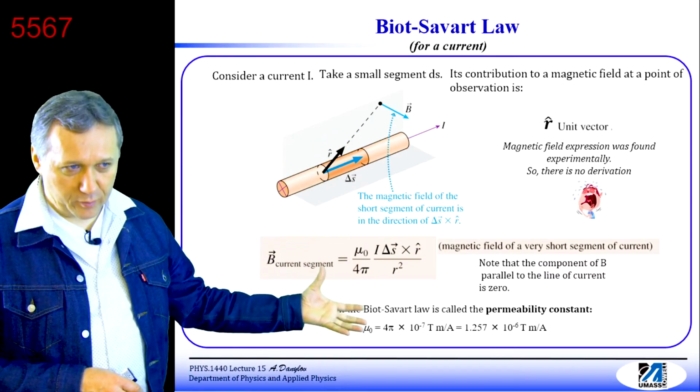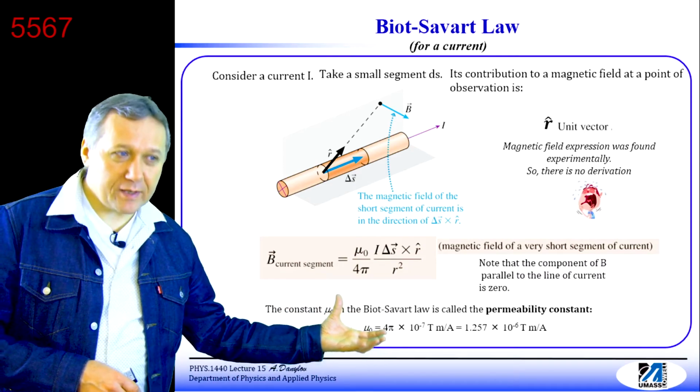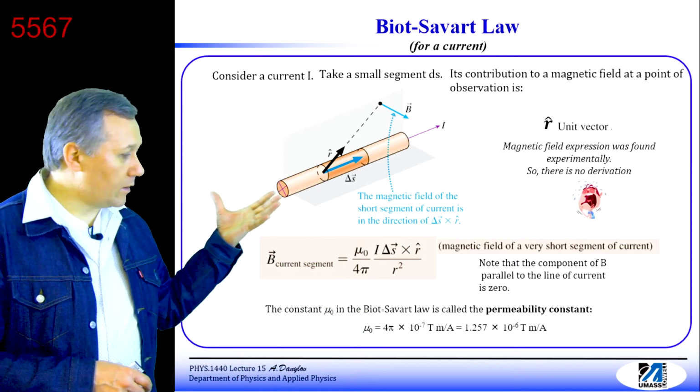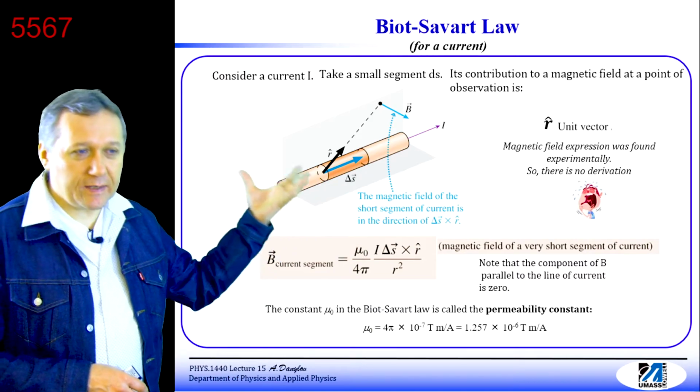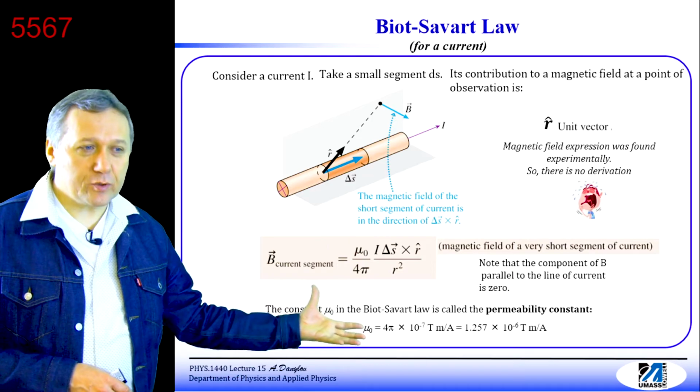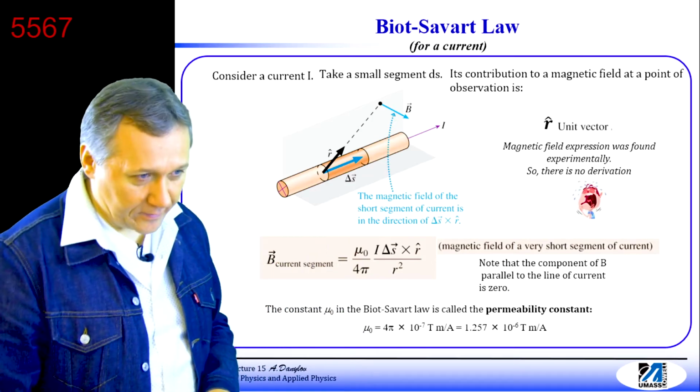introducing the Biot-Savart law, which allows us to find the magnetic field created by a wire, any wire. It can be straight, it can be bent, it can be twisted. It can be used to find the magnetic field created by any wire with current.